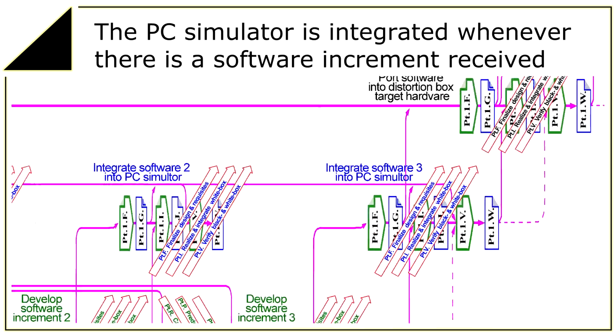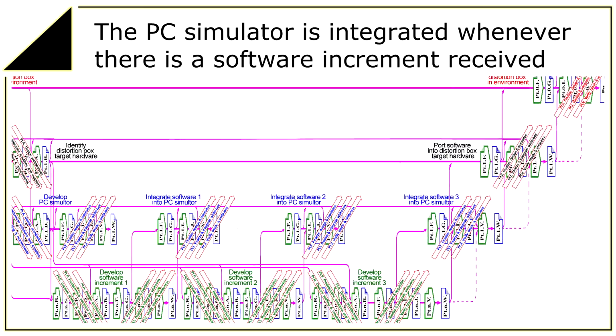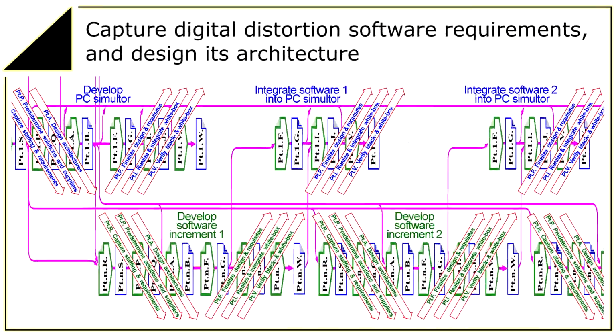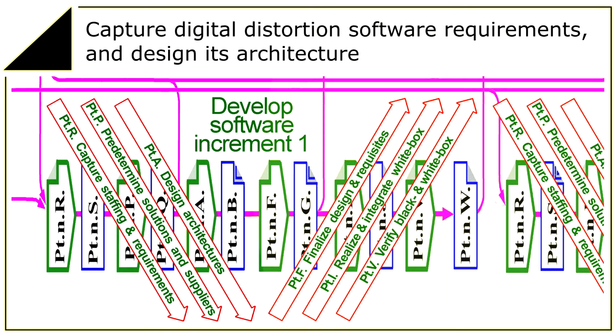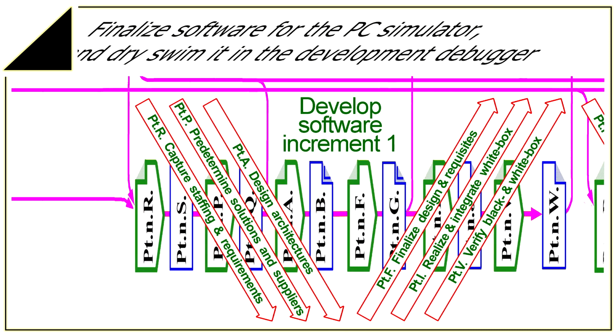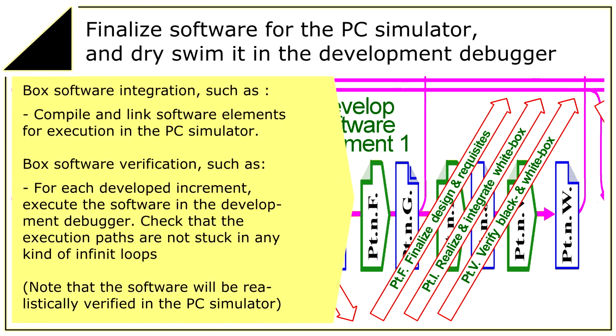Now, let's move down to the bottom nesting level, showing how the Distortion Box software is developed incrementally. First, in this level, the software requirements are captured, alternative solutions are evaluated, and an architecture is drawn. See some examples in the figure. The software is compiled, linked, and executed in the development debugger. The figure shows integration and debugging examples.